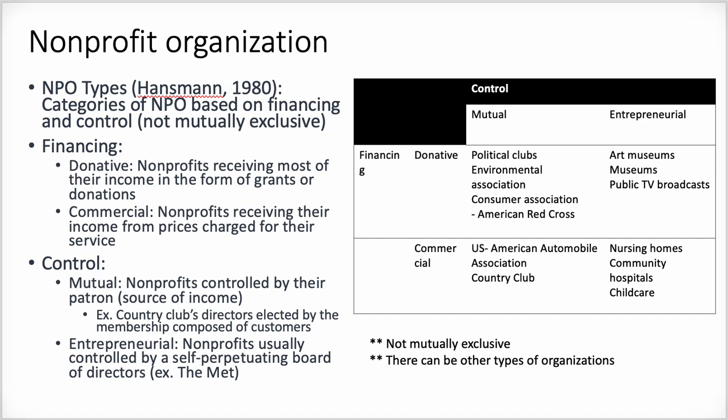Also, there are ways to categorize NPOs based on financing and control. Financing includes whether nonprofits receive most of their income in the form of grants or donations, or whether they receive their income from prices charged for their services. And control means whether nonprofits are controlled by their patrons or by a self-perpetuating board of directors. Donative financing and mutual control categories include the American Red Cross, and commercial financing and mutual control includes a country club. Entrepreneur control and donative financing includes art museums, and commercial financing and entrepreneur control include child care centers.